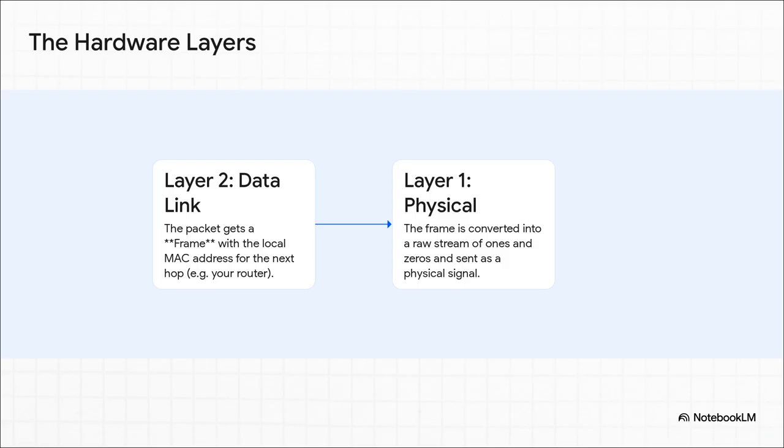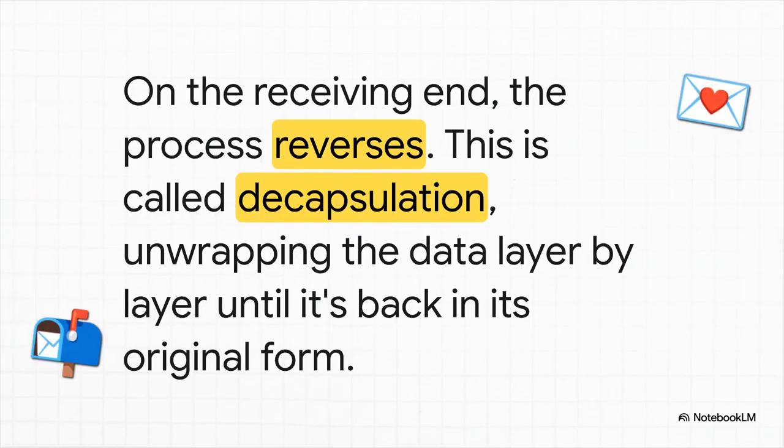And then, finally, we hit layer 1, the physical layer. This is where it all gets real. The frame is converted into a raw stream of ones and zeros and shot out as a physical signal. We're talking electrical pulses down a cable, flashes of light in a fiber optic line, or radio waves through the air. And just like that, the photo is on its way.